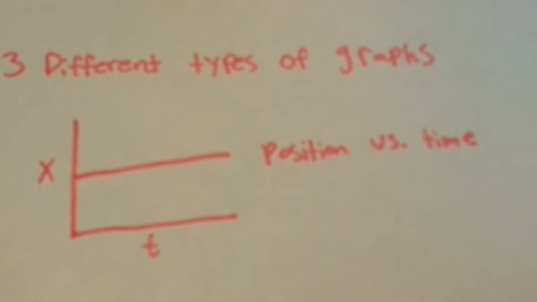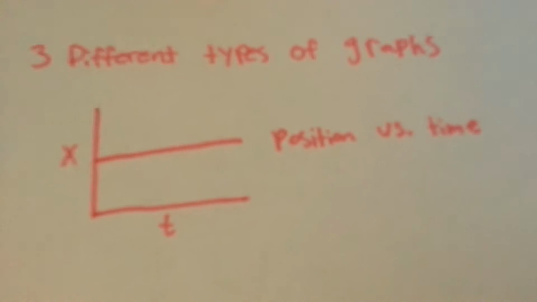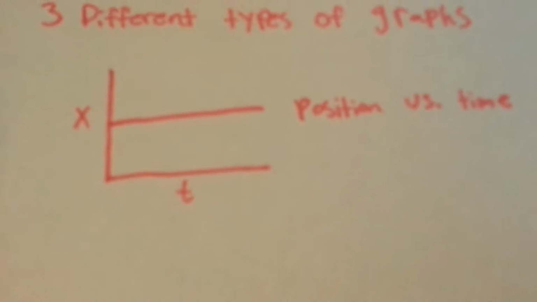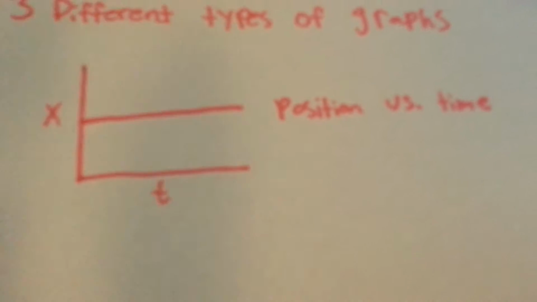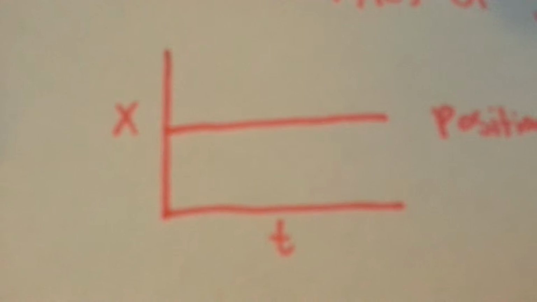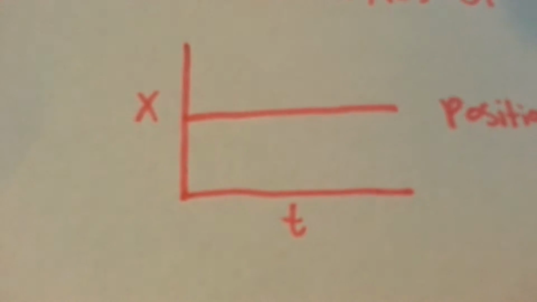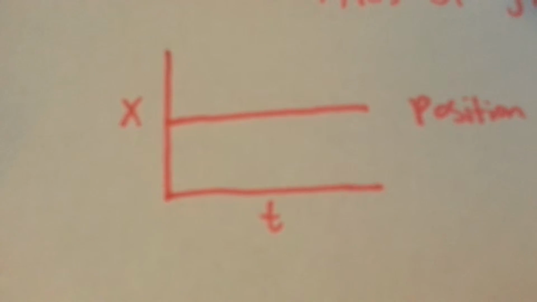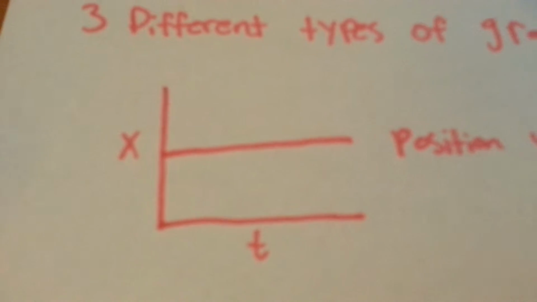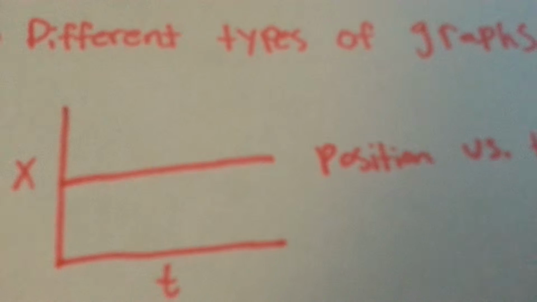A position versus time graph measures your position versus time. So it tells you how far you're going. In this graph, the person or the object didn't really go anywhere at all. So the position is just going to stay constant, and the velocity is going to be 0 because he's not moving at all.